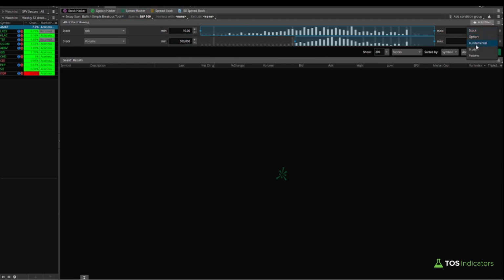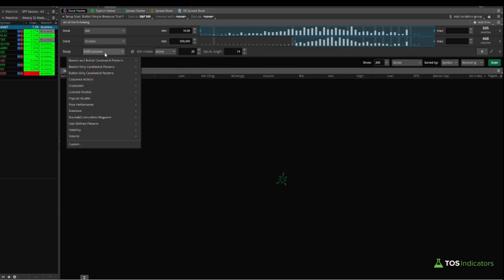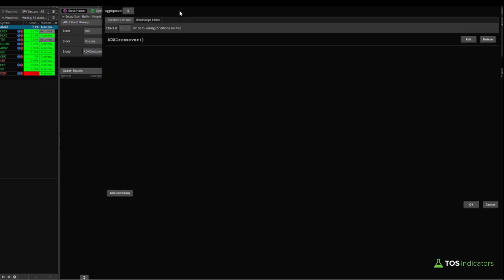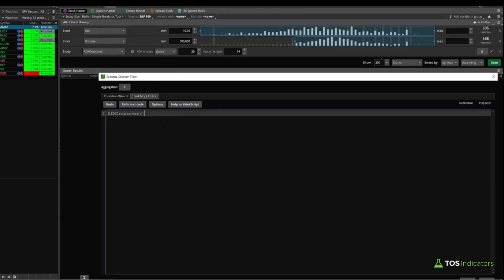The third one we're going to add is our 52-week high condition, for which I can say add filter, study, there in this drop down, click custom, bring this down. And for those of you that have seen previous videos, we've already written this code once, but if you haven't, here's how I would go about writing our 52-week high code.